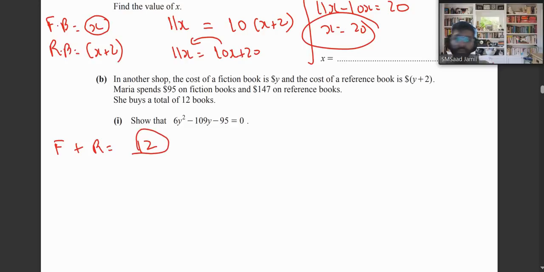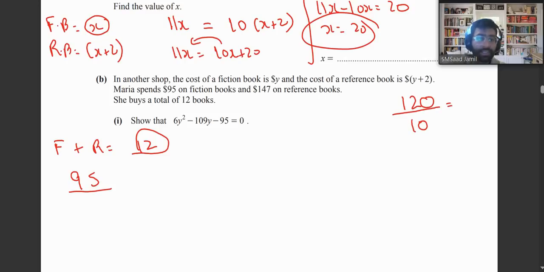Maria spends 95 on fiction books. So 95, she spends $95. And what's the price of each fiction book? We do not know the number of fiction books. So think logically. For example, if you bought eggs worth 120 and the price of each egg is 10, and I ask you how many eggs you bought, you can easily tell me we bought 12 eggs. Right? Same way we will write the price 95.